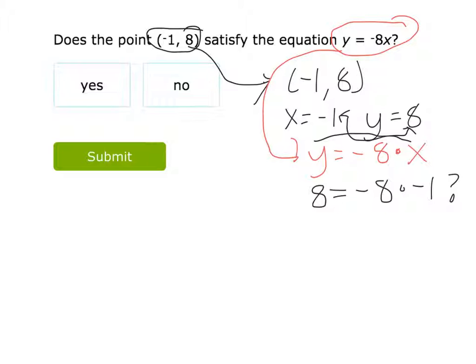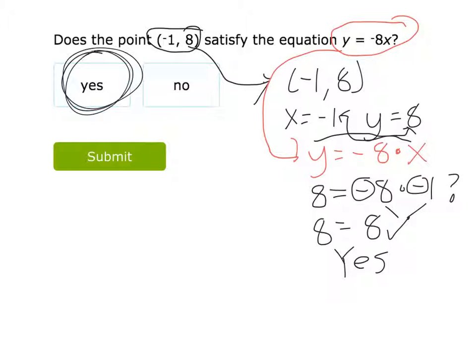Find out. So 8, leave it alone, equals negative, and a negative times a negative is going to be positive. So we're going to go ahead and drop the negatives there. So again, multiplication, two negatives multiplied together is a positive. And 8 times 1 is positive 8. So 8 does equal 8. So check, yes, (-1, 8) is a solution. This concludes the first tutorial for whether or not a point satisfies a particular equation.